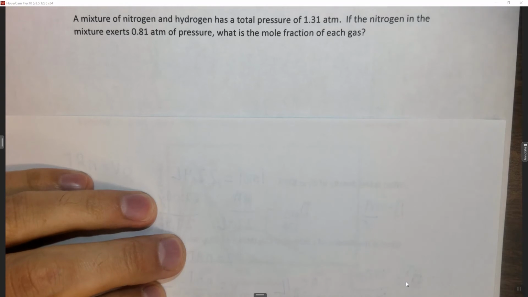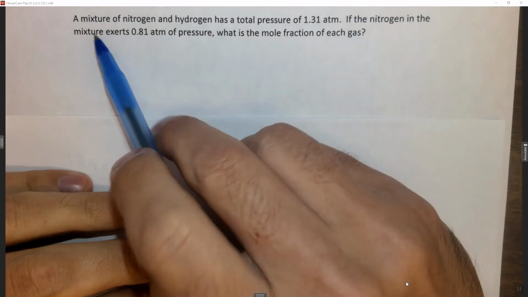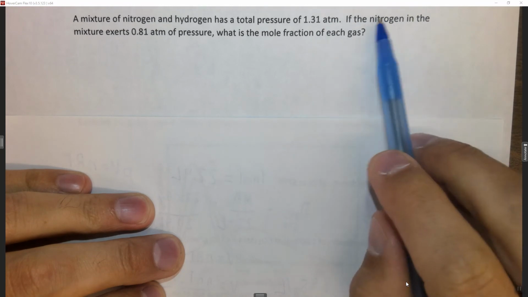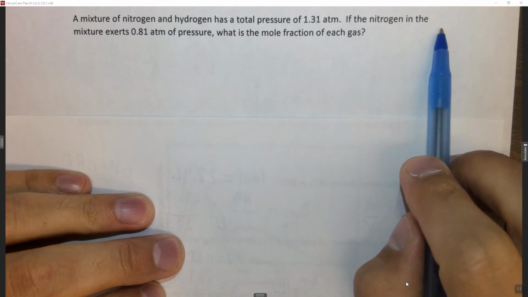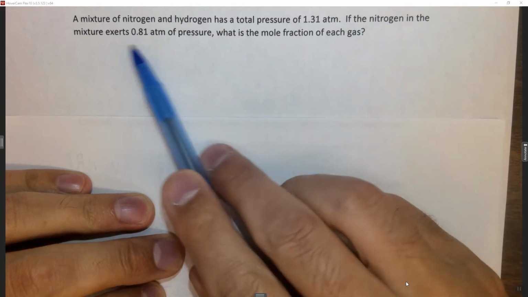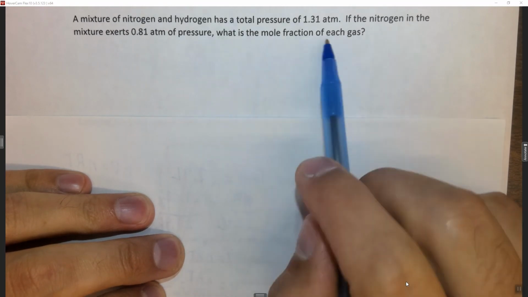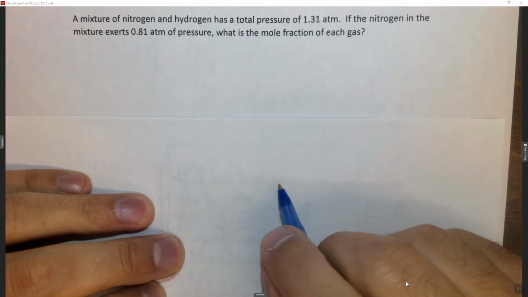So if you haven't watched the previous question, I would suggest watching that first. It says a mixture of nitrogen and hydrogen has a total pressure of 1.31 atmospheres. If the nitrogen in the mixture exerts 0.181 atmospheres of pressure, what is the mole fraction of each gas?